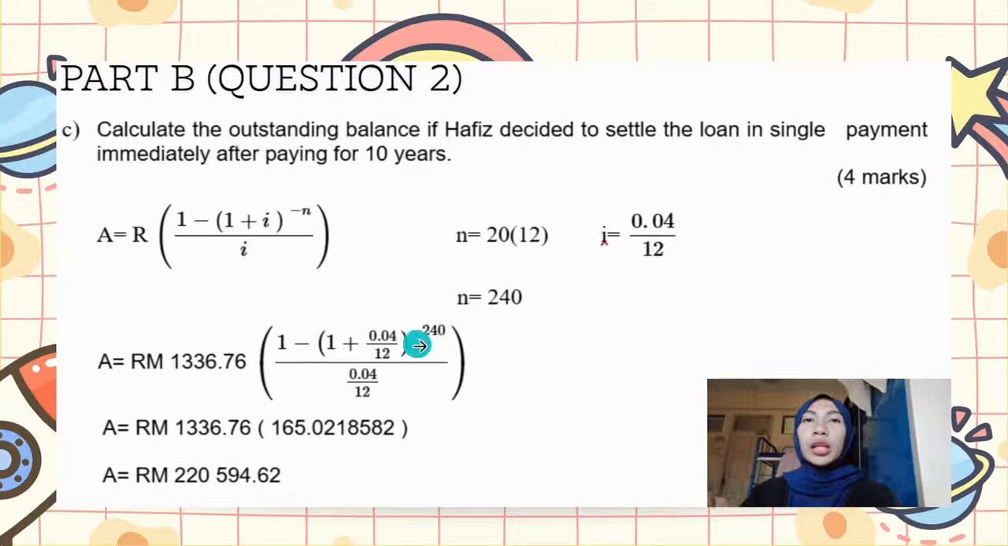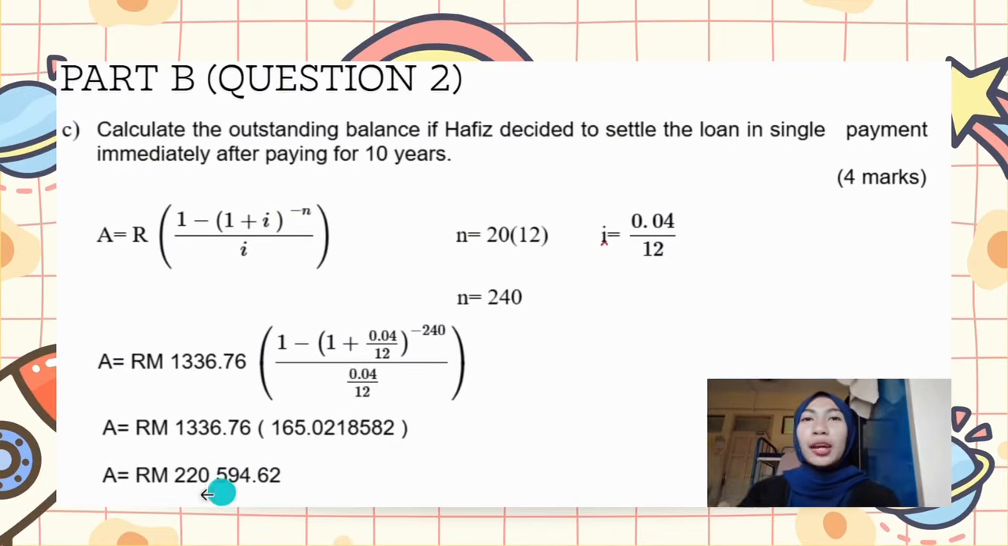bracket. So A equals RM 1,336.76 times 165.0218582, and the final answer is A equals 220,594 ringgit and 62 cents.